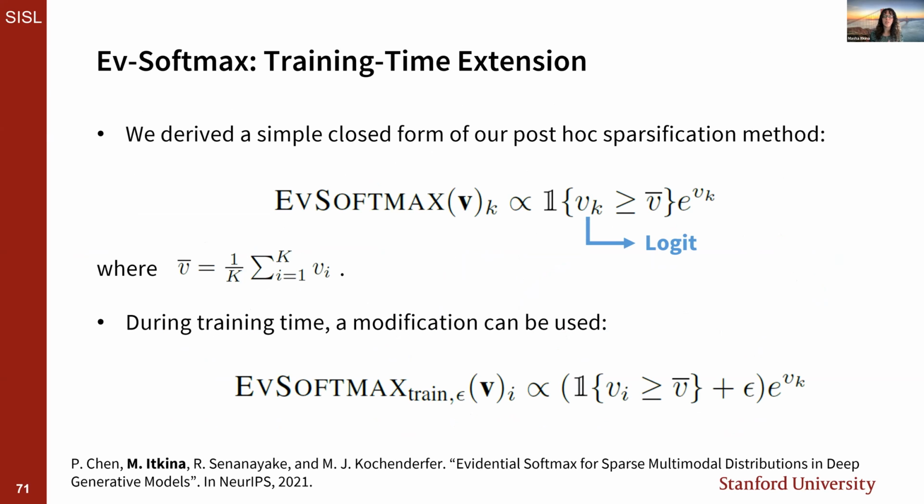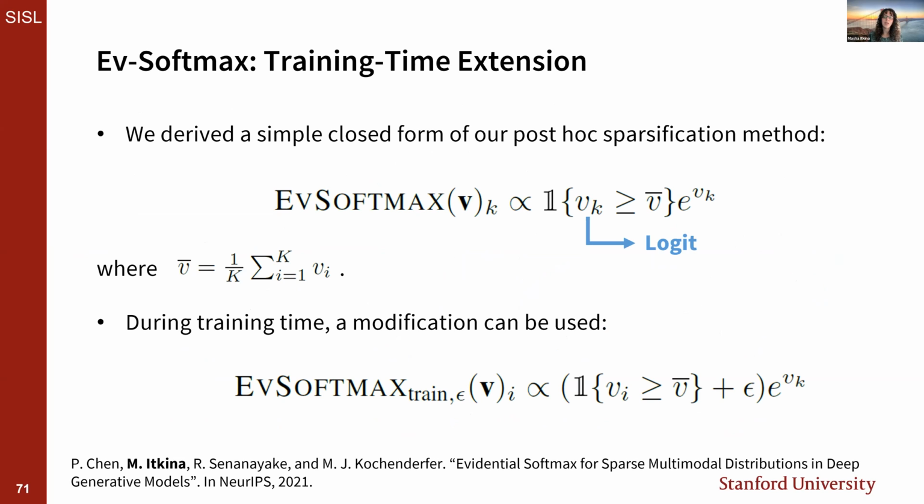The derivation of the sparse distribution from evidential theory was a bit involved to write out, so I didn't include it in our slides here. However, in a follow-up paper with Phil Chen, we found that the evidential formulation reduces to a very simple closed form.